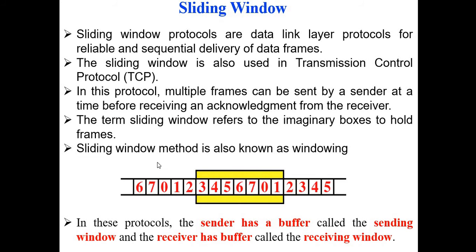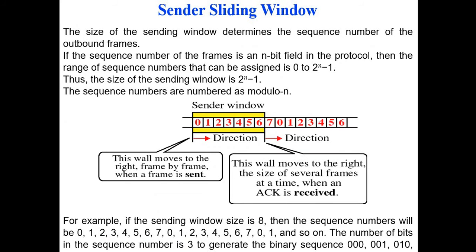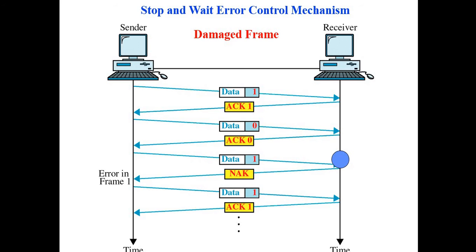Next is about sliding window. This is related to sliding window ARQ. In stop and wait ARQ, what happens when a frame is damaged? Data 1 is transmitted and acknowledged. After the acknowledgement is received, the next data, 0, is transmitted and acknowledged. Next data, the frame is damaged. Data 1 is received, but it is not received properly on the receiver side.